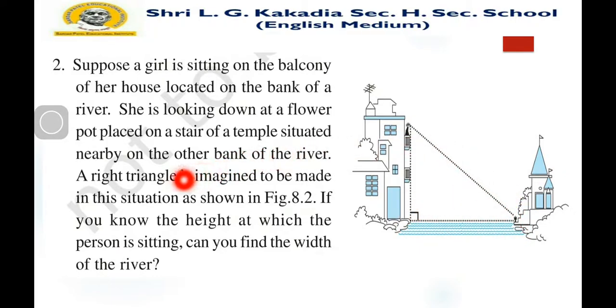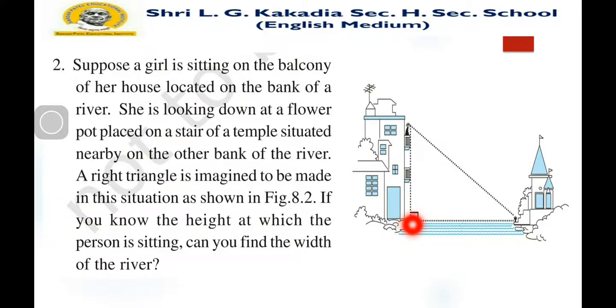So a right triangle is imagined to be made. Here you can see that this is a right triangle because it has a 90 degree angle, to be made in the situation as shown in the figure. If you know the height at which the person is sitting, that is the height from the bottom to her balcony, can you find the width of the river? Is this possible? Yes, this is possible by trigonometry.